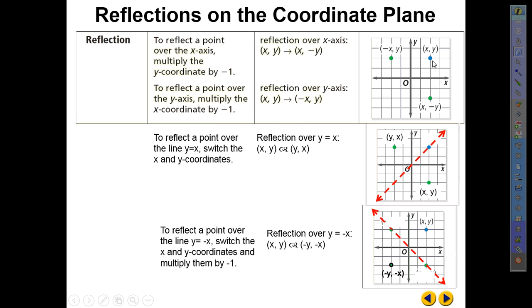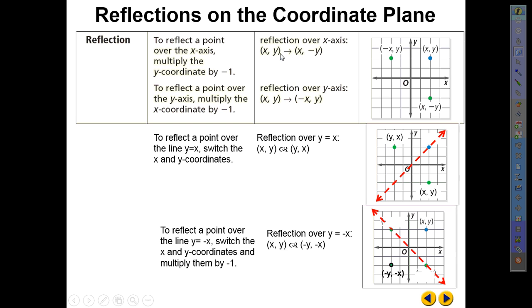So we can do reflections on the coordinate plane over the axis. I can take a point and I can reflect it over the y-axis. So if this is the y-axis, I can reflect it over to the other side. So that means it's the same distance from the axis, just on the other side. I can reflect it over the x-axis. Flip it down to go beneath the x-axis. Same distance, just on the other side.